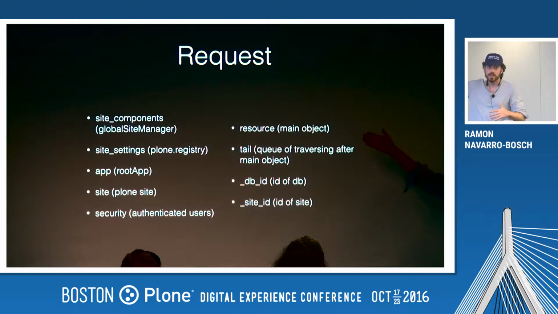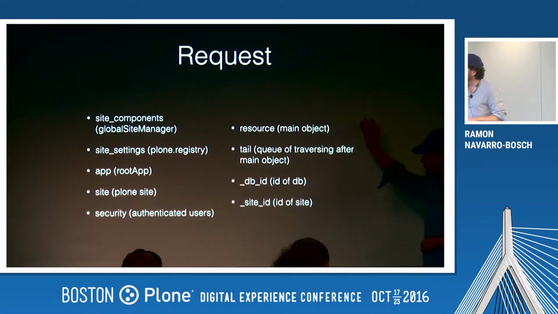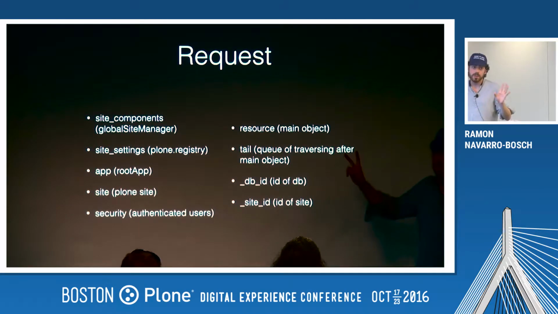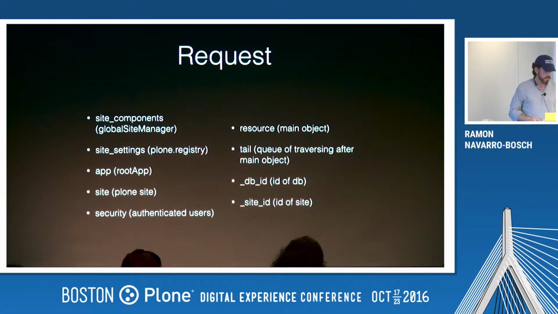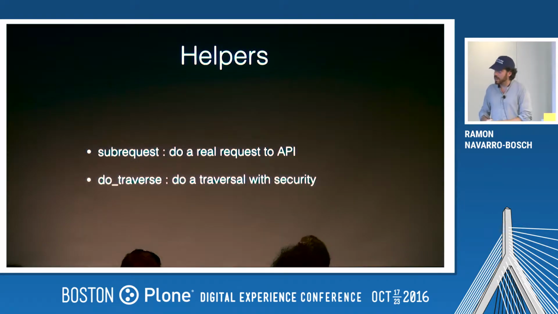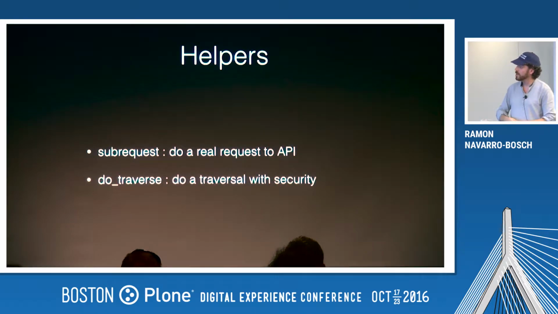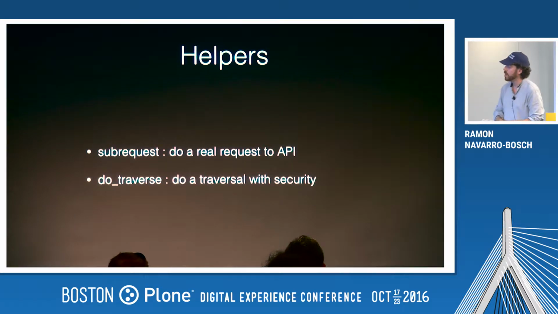The object that you have traversed through your API. All the tail, the information that you are offering on your HTTP call. And then the ID of the database that you're using and the ID of the site that you're using. So we are overfitting the request object a bit with all this information, but it goes fine. We also implemented some helpers like subrequests to do real requests to APIs. With AsyncIO, there is no problem having multiple subrequests inside that, because it's working fine. Then we also have do_traverse, which does the low-level traverse while asking for permissions, so you are not getting any object that you don't have security to get.